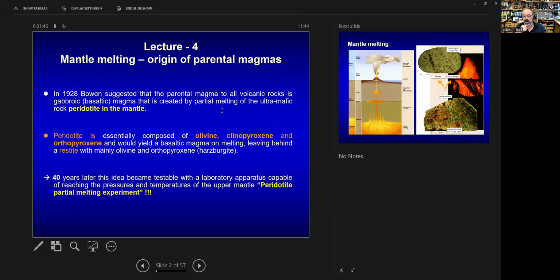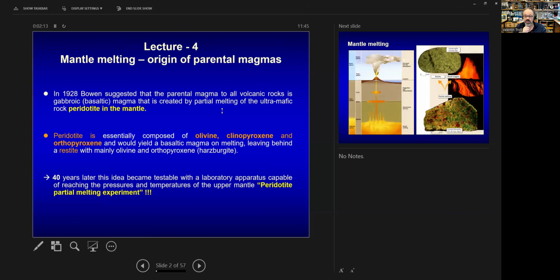The peridotite that we understand to be the dominant rock in the mantle is essentially made of olivine, clinopyroxene, and orthopyroxene. If you heat that combination in a rock up, then you are producing a basaltic melt. But an important issue here is the degree of melting: if you melt it just by 1 or 2%, or by 10 or 20%. But we'll come to this in a few minutes.